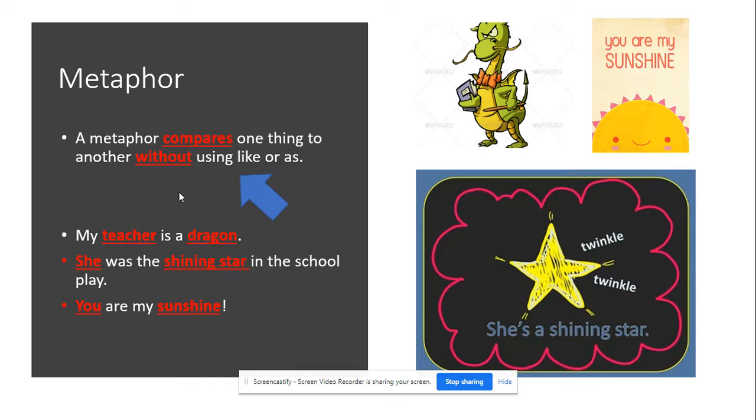Let's look at some of the examples. Remember, you will pick one of these examples to write in your example box. My teacher is a dragon. In this example, they are comparing the teacher to a dragon. So let's look at this picture of a dragon. He looks kind of angry. He looks kind of maybe furious about something. And you think of a dragon and it's a big, sometimes an angry creature. So maybe the teacher isn't very nice. So they're comparing the teacher to a dragon.